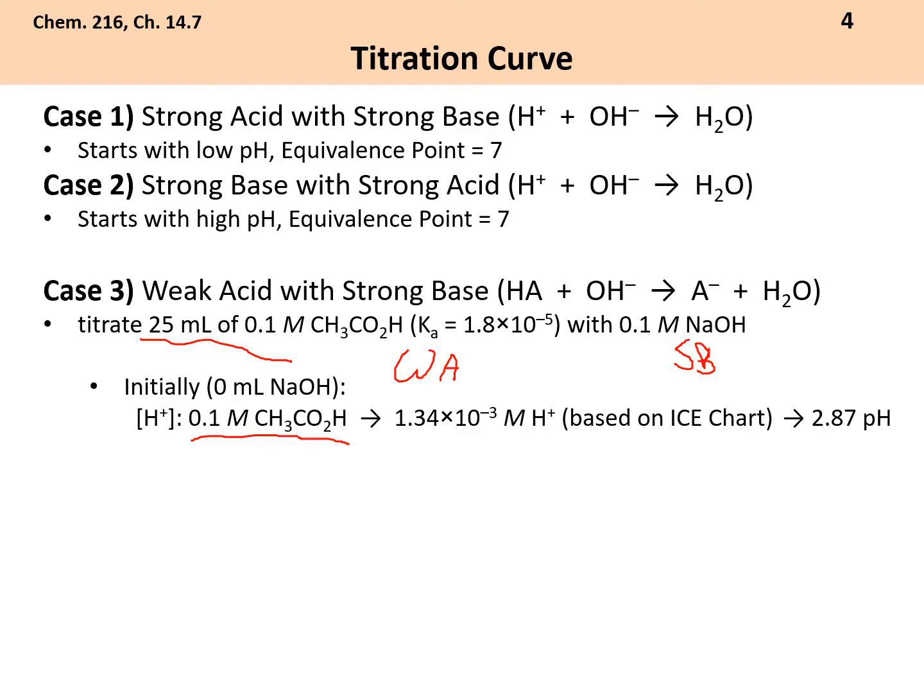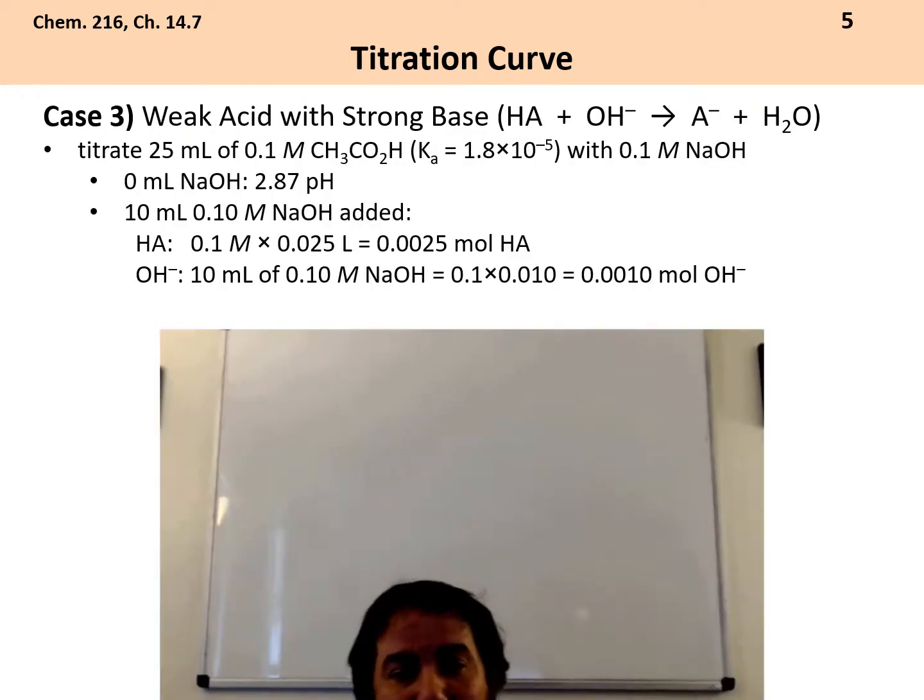I could go ahead and use an ice chart, because all I have right now is an acid, and I could figure out the amount of H+. Notice not all of it dissociates because it's weak. And then I could use that H+ to figure out pH. This is just an ice chart problem that you did for lesson number 21, and was on test 3. All right, but that's the boring part.